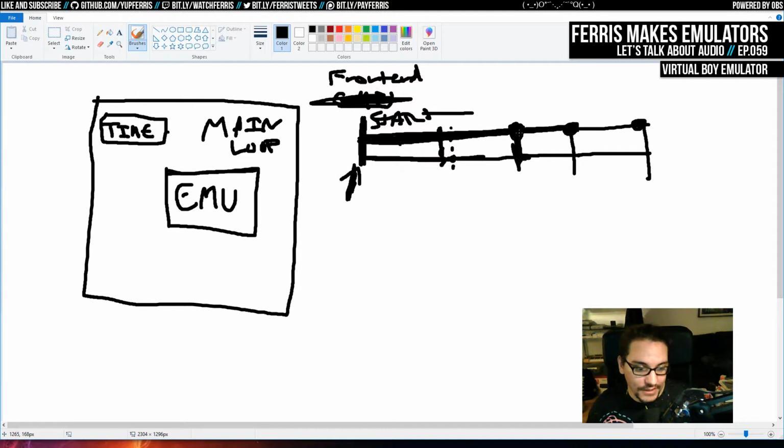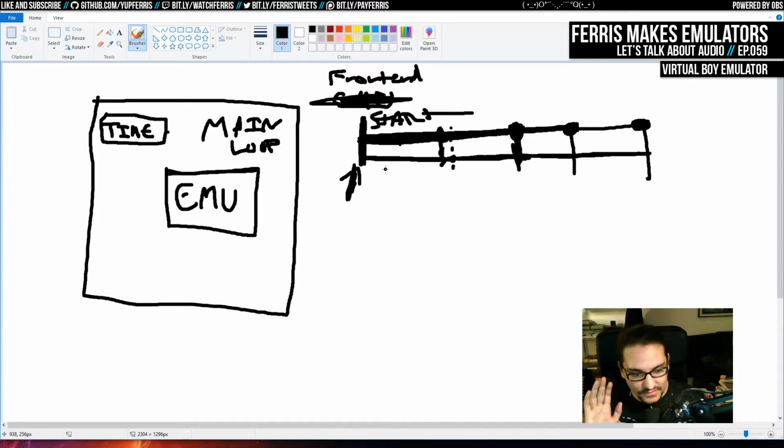Oftentimes you'll do this once a frame. libretro does that. You may do that more often. The Retro Boy front end actually does this every 3 milliseconds, and that's kind of an arbitrary number, to be honest. But I'll talk about why it's so low in a sec, although it probably could be higher. But that's just the idea, that at some granularity, we're going to try and keep the emulator up to date with real time.